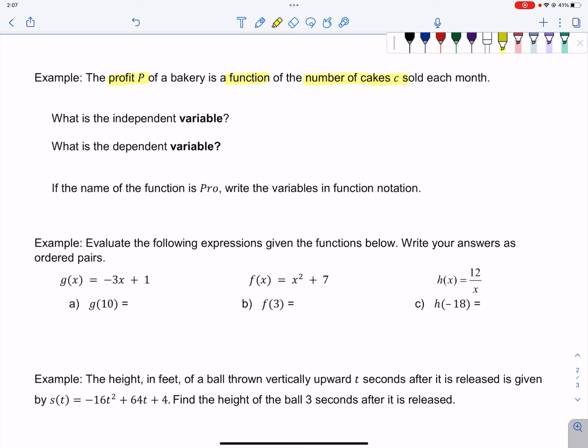I am also told that this is a function of. The function of part tells us that I am inputting what comes after that, my number of cakes, into the function. So my independent variable here is going to be my number of cakes sold. I am inputting the number of cakes into the function, and then my output, what I get back, is the dependent variable, and that is our profit.